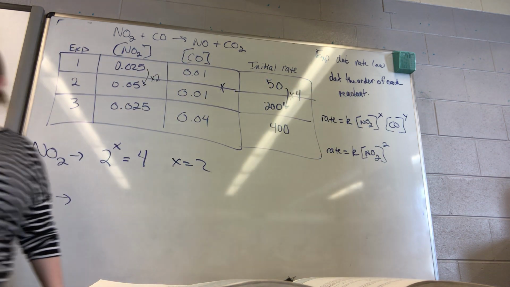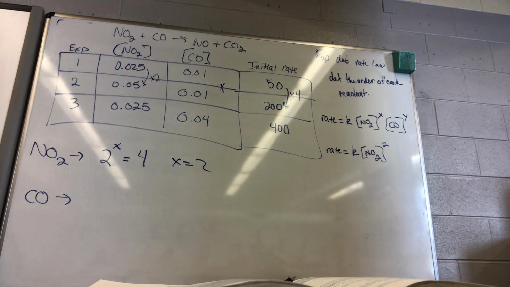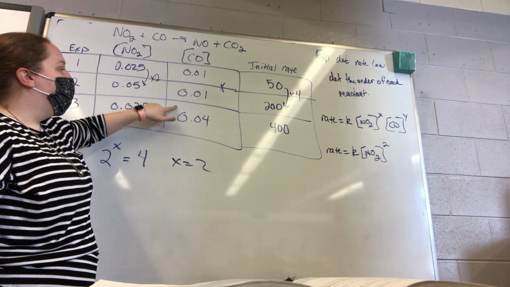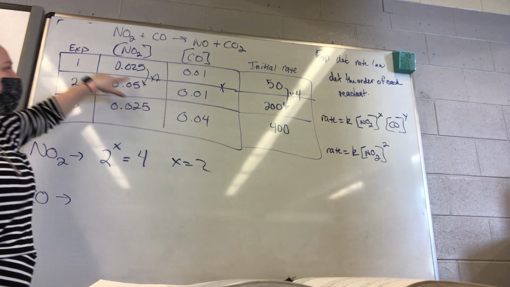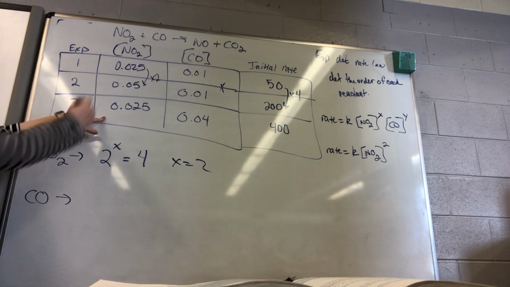Now we're going to do the same thing with the other reactant. So again, we're going to look for 2 experiments where the thing we want to analyze changes by a predictable factor, and the other thing stays the same. Hey, look at that. From here to here, this one goes up by a factor of 4. This one stays the same.